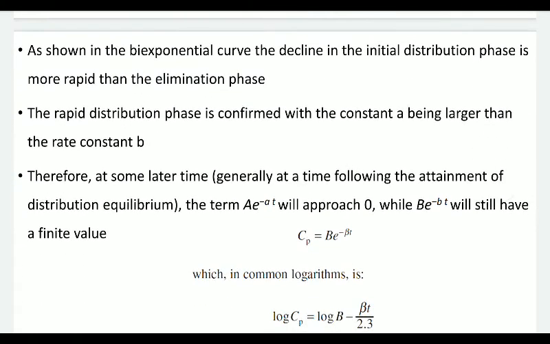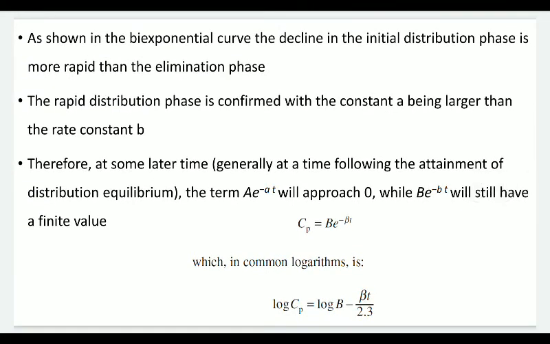As shown in the bi-exponential curve, the decline in the initial distribution phase is more rapid than the elimination phase. You must remember that this steep decline is because the drug is being transferred to the tissue compartment, or peripheral compartment, from the plasma compartment, or central compartment. The rapid distribution phase is confirmed with the constant alpha being larger than the rate constant beta. In the mathematical expression, you will see that the rate constant of the distribution phase is much higher than the rate constant of the elimination phase, because initially the distribution phase is more predominant compared to the elimination phase.